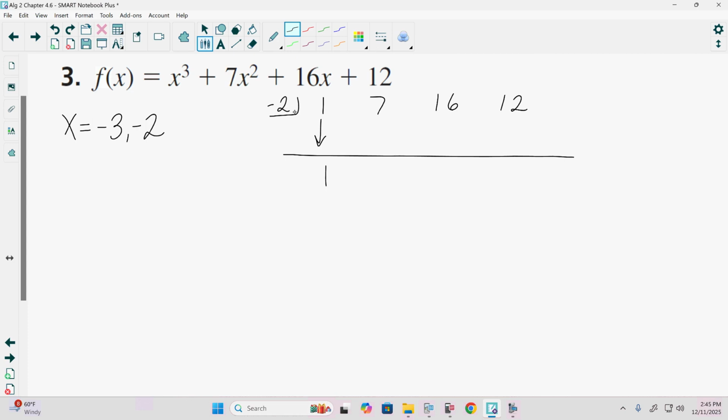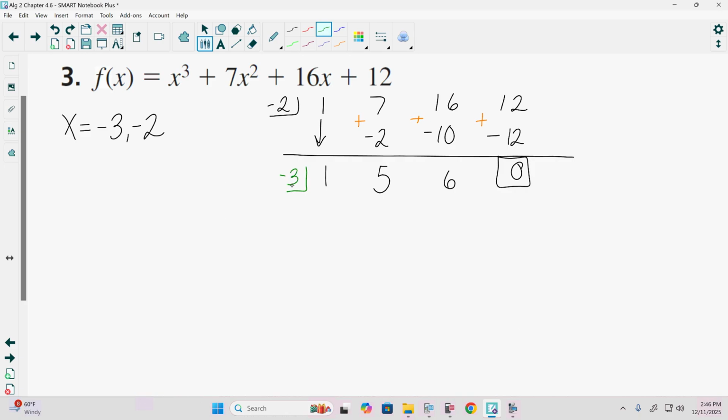Because at least you'll see this, and because I was trying to explain that it doesn't matter, but it does change how it looks. Because we'll still get a remainder of 0. -2 times 1 is -2. 7 plus -2 is 5. -2 times 5 is -10. 16 plus -10 is 6. -2 times 6 is -12, and 12 plus -12 is 0. So it did change the numbers, but it doesn't change what the solution is.